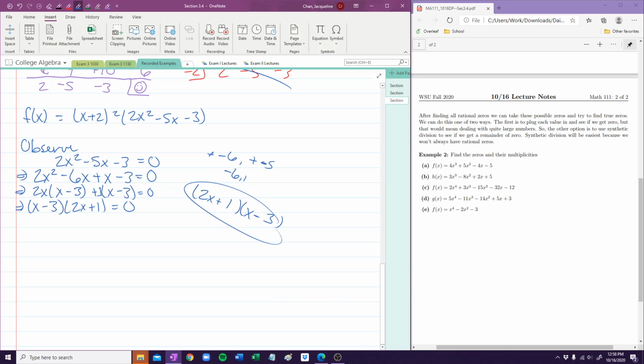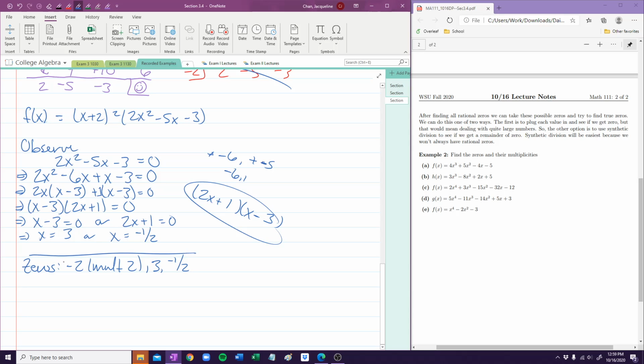So you can either guess and check, or you can factor by grouping. So x minus 3 is equal to 0, or 2x plus 1 is equal to 0. Then x is equal to 3, or x is equal to -1/2. So what are my zeros? My zeros are -2, which has multiplicity 2, 3, and -1/2. I forgot to put my x equals, so I'll put it at the end.